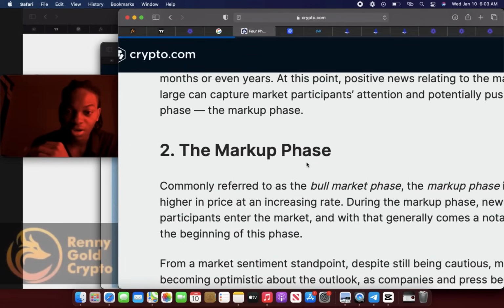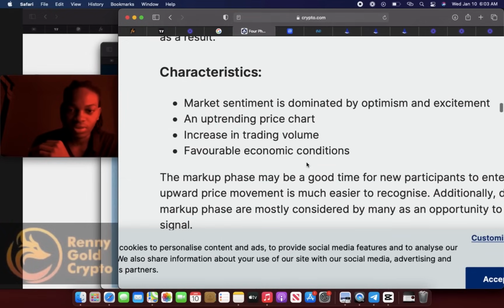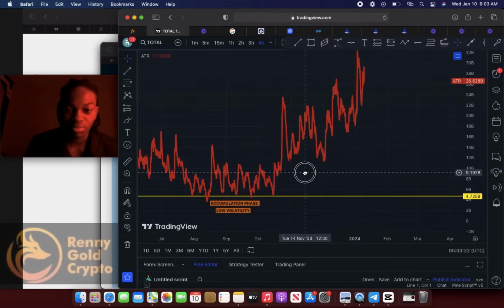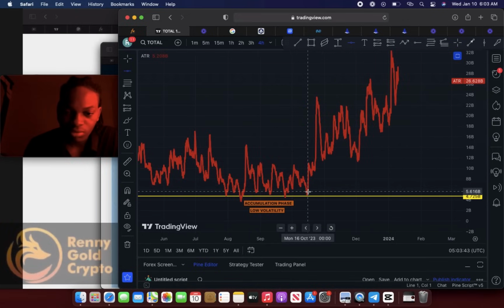Coming to the next one, which is the markup phase. Let's go over the characteristics. During the markup phase, the market is uptrending. I'm telling you guys that that is the stage we are in right now. So let's find the markup phase. This was around Monday 16th October, you can see the date right there.